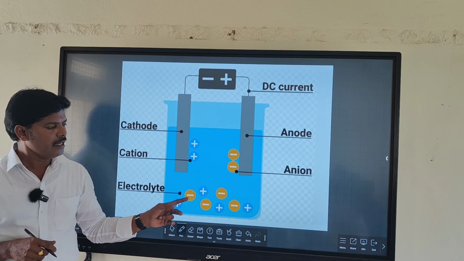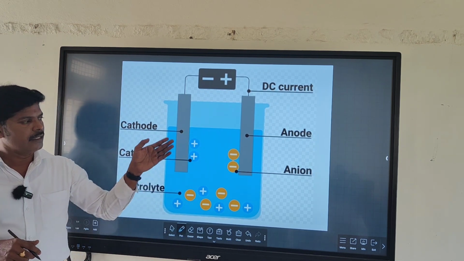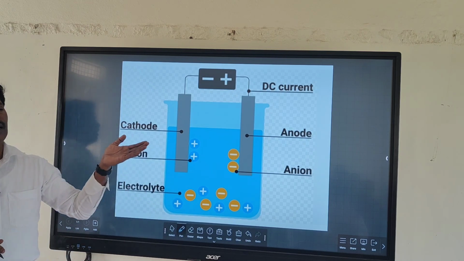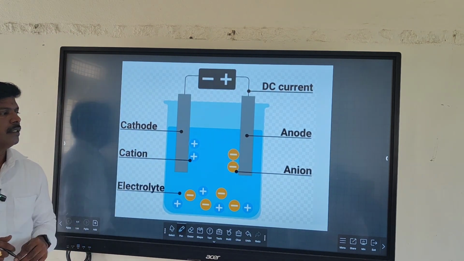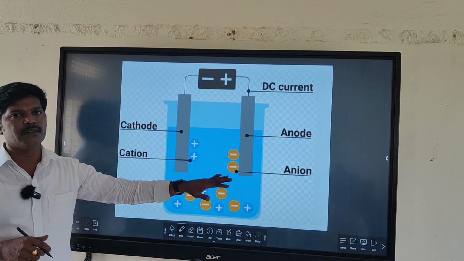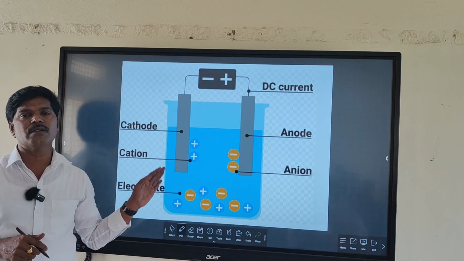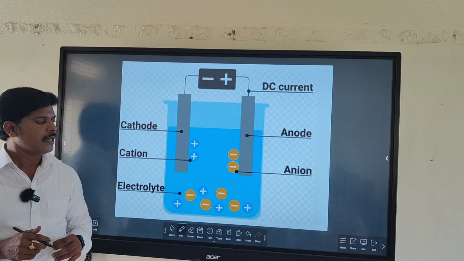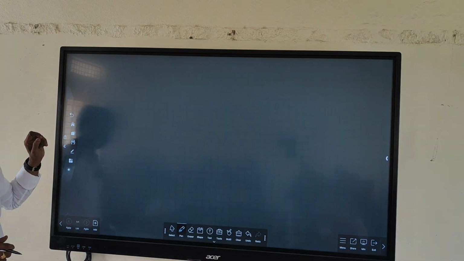Similarly, if anions become atoms at the anode, they are released. If a gas is formed at the anode, the gas is released. If any solid is formed at the anode, it is dissolved at the anode. Now, this is the electrolysis process. Let me explain Faraday's laws. Faraday's laws are very important.